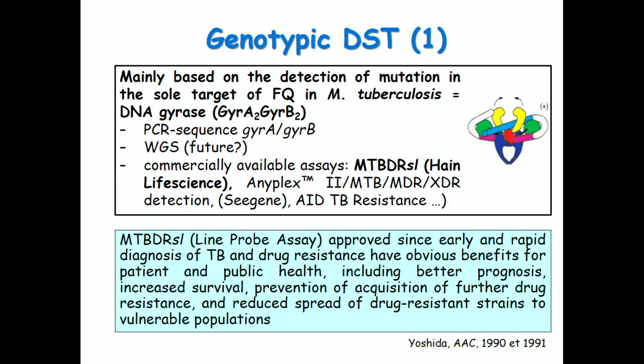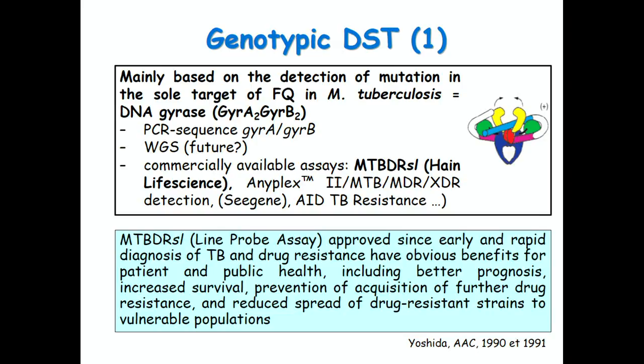So let's see now the genotypic methods. They are mainly based on the detection of mutations in the sole target of fluoroquinolone in TB, which is DNA gyrase encoded by 2 genes, gyrA and gyrB. You can either use a homemade method based on PCR sequencing. Perhaps in the future we will all use whole genome sequencing, but before this, we have to face the quality management issue in the lab, and we are quite happy to have commercially available assays.